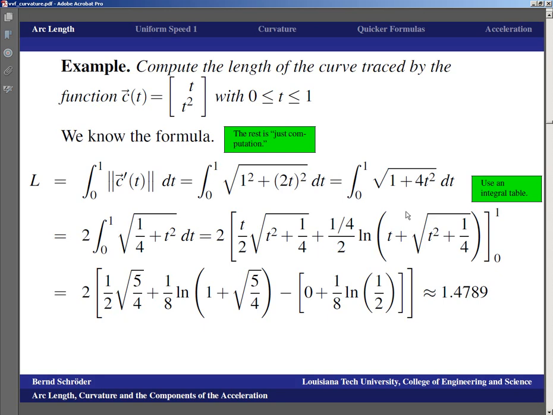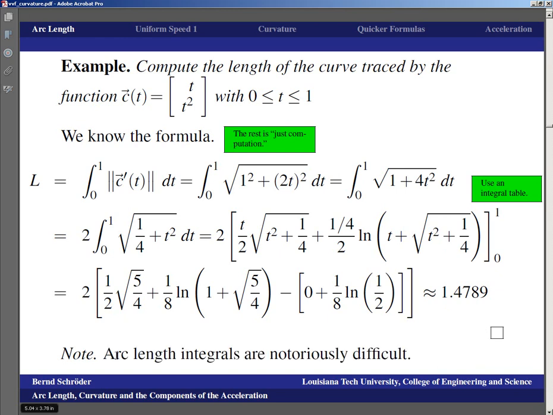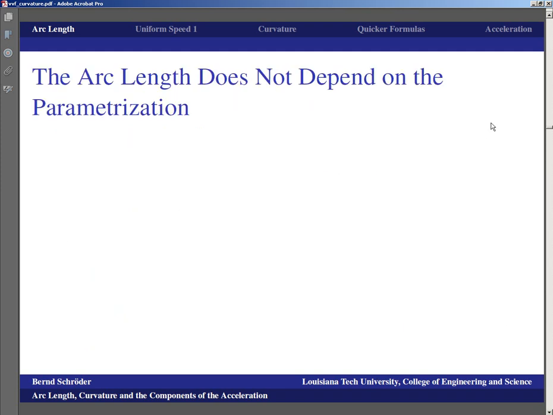So one of the things that you also could have done is you could have computed this integral directly in a computer algebra system and gotten the approximation that way. So here's where the note comes in. As I mentioned before, arc length integrals are notoriously difficult, and we see now why. It's because that square root very quickly gets us to integrals that are not just hard to find and need to be looked up in an integral table. It leads very quickly to integrals that can't be solved by hand at all.